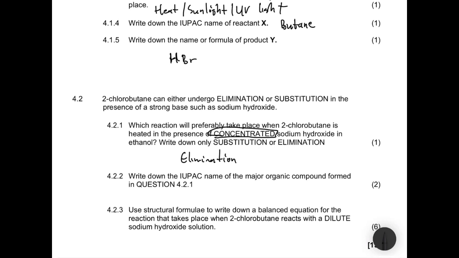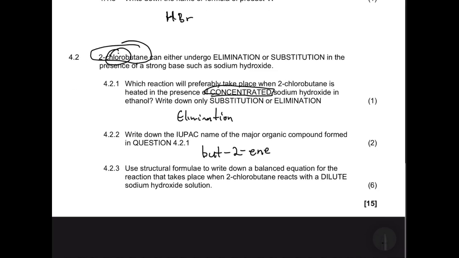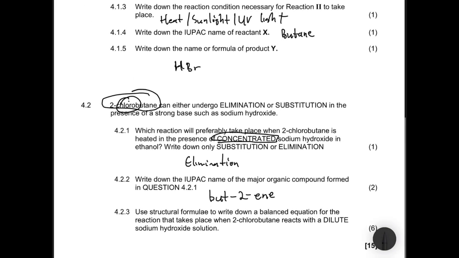And then 4.2.2 says write down the IUPAC name of the major compound formed in 4.2.1. So we had 2-chlorobutane, and it is going under elimination. When it goes under elimination, we are going to lose the chloro, and we're going to be left with but-2-ene. So 4.2.2, we have but-2-ene.